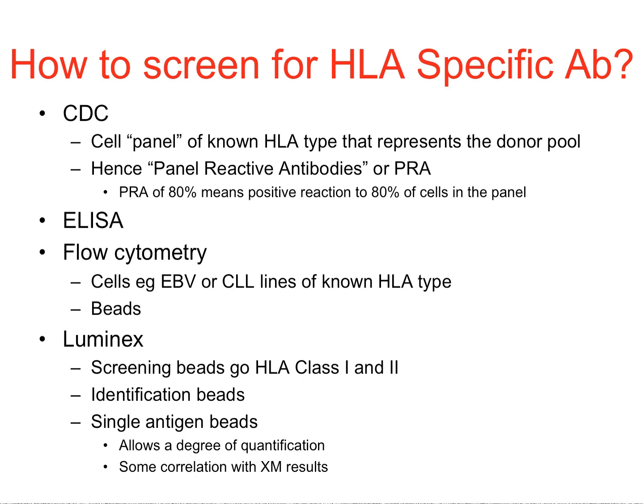You can screen by ELISA, by flow cytometry, where the targets can either be cells, for example, Epstein-Barr virus transformed cells or CLL lines of known HLA type, or against beads. But really, most centres are using the multiplexing Luminex technology. And typically you have screening beads, which screen for class 1 and class 2, and then if they are positive, you can proceed to use the identification or phenotyping beads, which have a haplotype of HLA molecules in each bead, or the single antigen beads. And they allow a degree of quantification and some correlation with cross-match results and clinical outcomes.